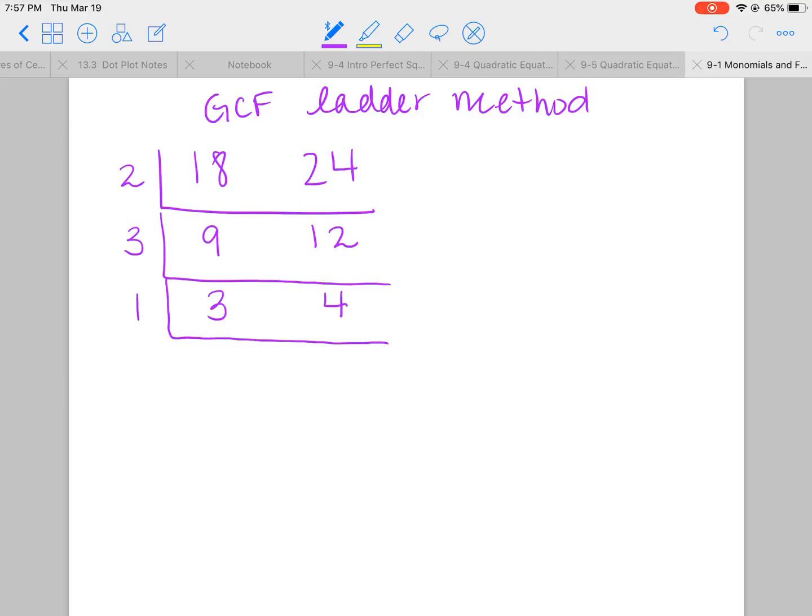So now I'm going to multiply my numbers on the side. GCF is going to be 2 times 3, which gives us 6, which is the same number that we got using the prime factorization. Whichever method you prefer is totally fine, as long as you get the correct GCF.